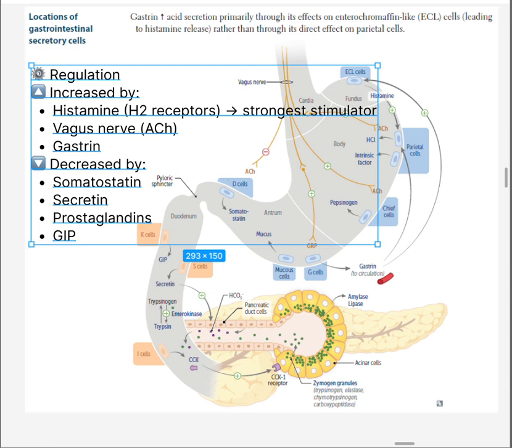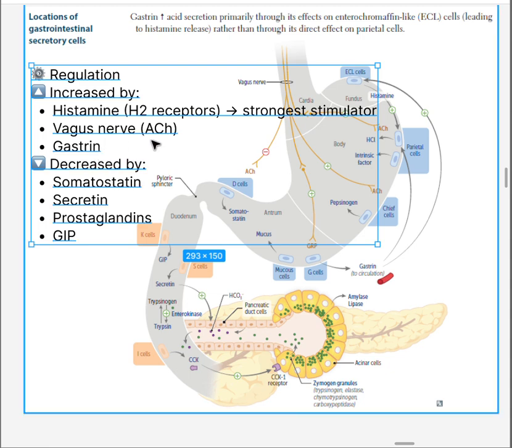Now we also have the vagus nerve, the acetylcholine, and the source of this is basically parasympathetic innervation. So acetylcholine works on the M3 receptors on the parietal cells, which increases calcium, and that calcium increase leads to the increase in acid. This also does two indirect things. The acetylcholine also works on the enterochromaffin-like cells to increase histamine, and it also works on the G cells to increase gastrin.